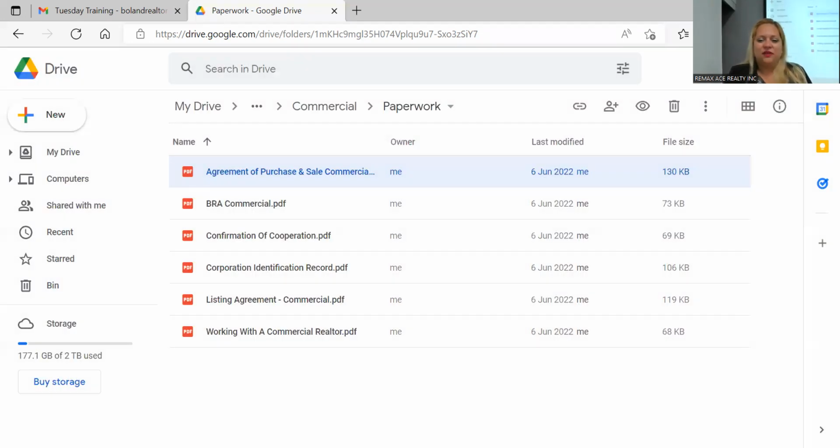I just want to go log in really quickly here so I can show you guys how to check zoning. This is important for everything, even for your residential, because you want to make sure what you're listing is listed correctly. So I'm just going to do a real quick search of a couple properties to show you.